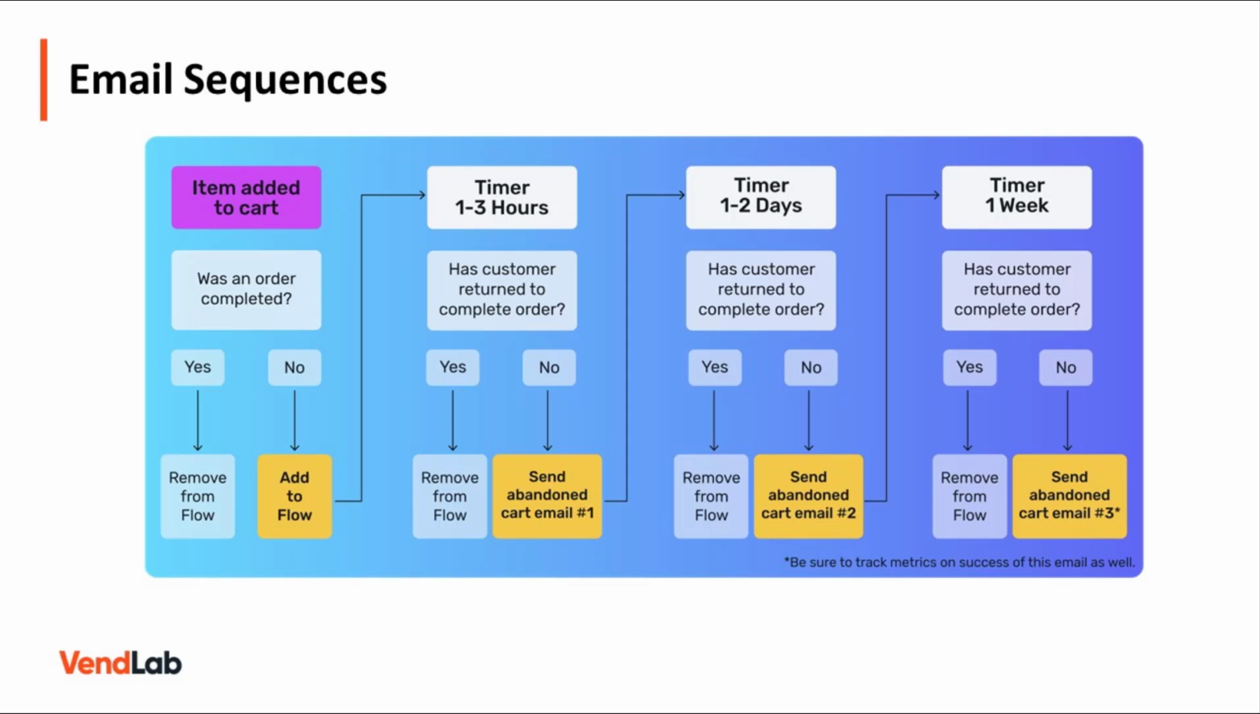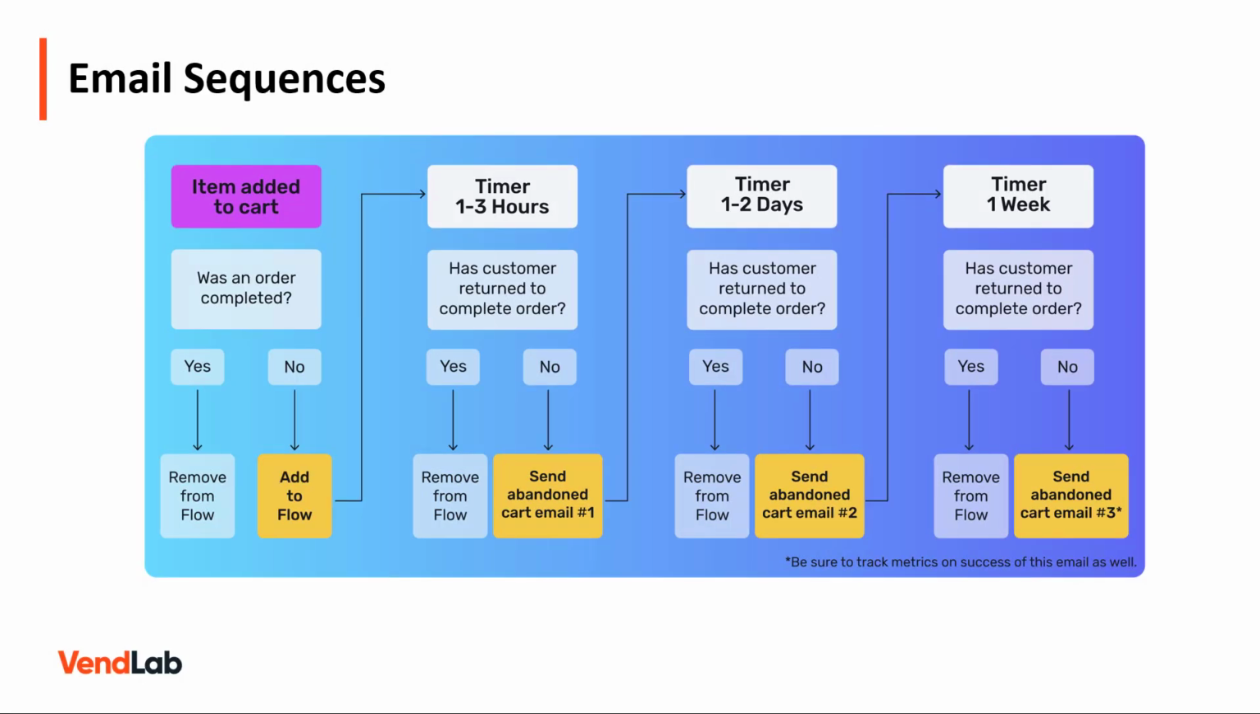Email sequences are highly scalable, with your email software doing all the hard work. Instead of sending emails individually, you set it once and launch the campaign. This slide shows an example abandoned cart email flow. On a website, an item is added to a cart. Question now is, was the order completed? So if it was completed, then the customer is removed from the flow, it's success. If it's not, then they're added to this abandoned cart flow.